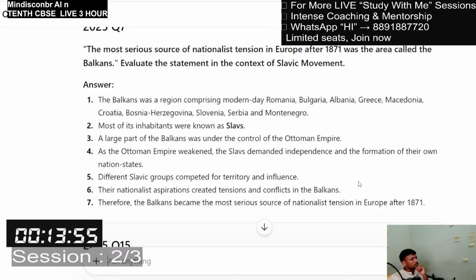Different Slavic groups competed for territory and influence. Their nationalist aspirations created tensions and conflicts in the Balkans. Therefore, the Balkans became the most serious source of nationalist tension in Europe after 1871.